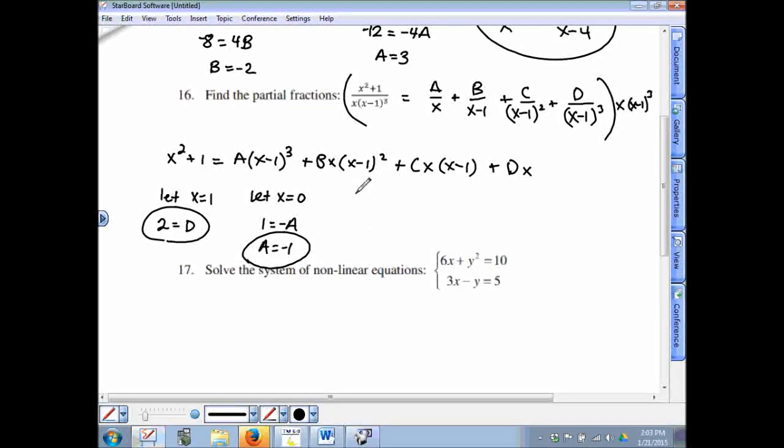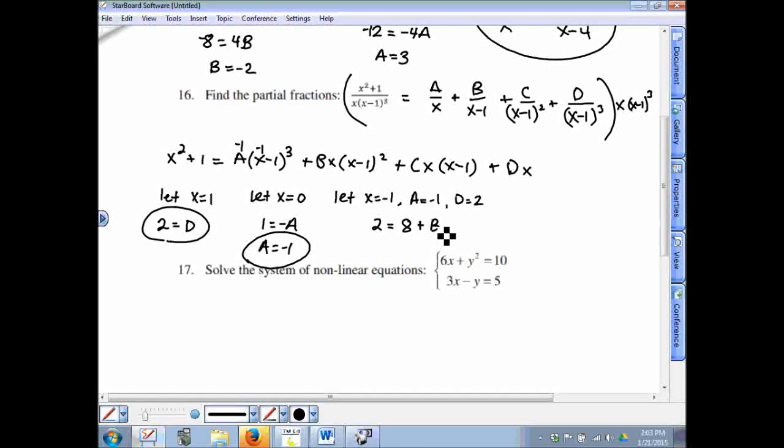We're out of convenient values of x, so now we just have to choose random values of x and also allow a and d to equal these 2 terms. So I'm going to let x equal negative 1, a equal negative 1, and d equal 2. So negative 1 squared is 1, 1 plus 1 is 2. A was negative 1, x was negative 1. So negative 1 minus 1 is negative 2, cubed is negative 8. Negative 8 times negative 1 is 8.